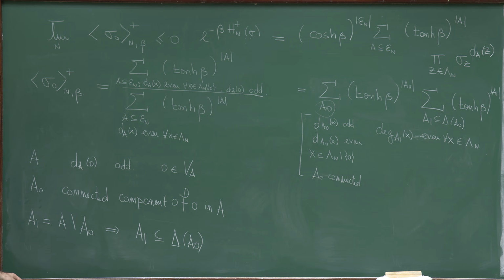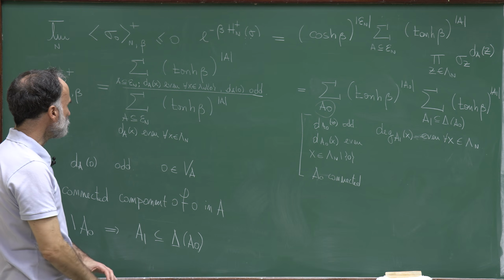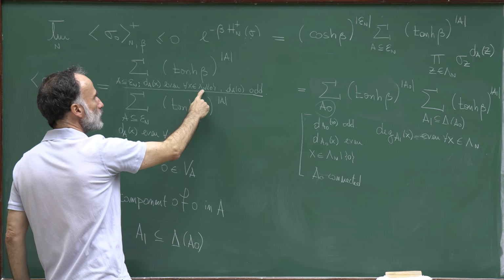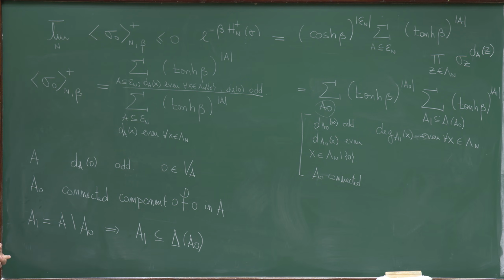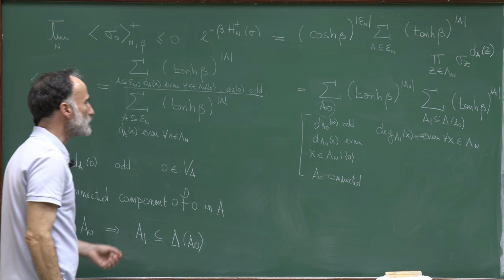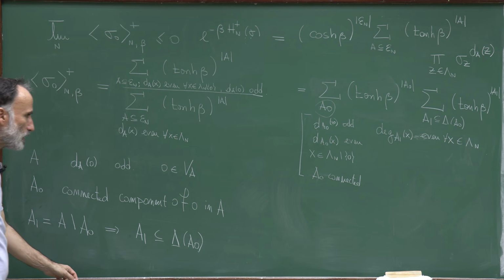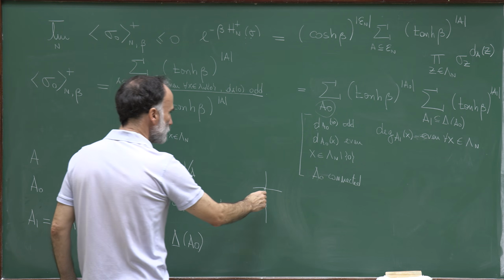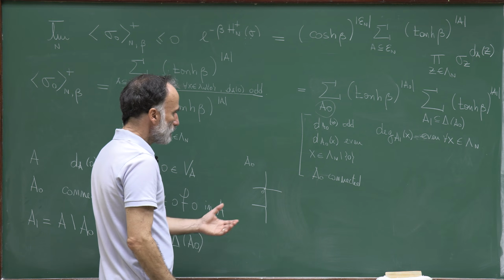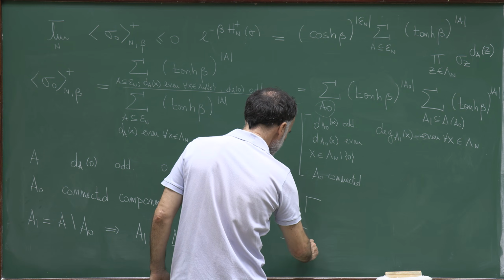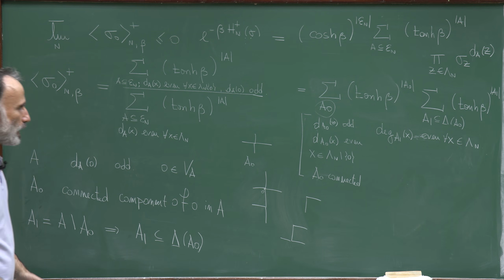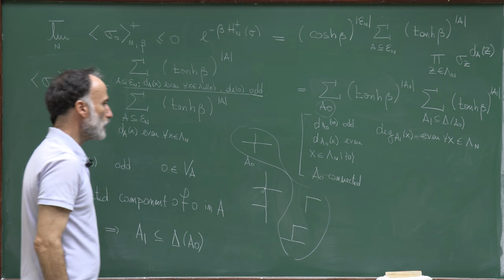So let me repeat this argument to make sure that you understood. I have here a sum over all subsets of En which have the following property: the degree of 0 in A is odd, and the degree of x for any x in lambda n different from 0 is even. Since the degree of 0 is odd, this means that 0 belongs to A, and I define A0 as its connected component. So here is A0, say. Here is the origin, here is the connected component of A0. Then I have another family of edges in A, which do not belong to the connected component of A0. I call this family of sets A1.